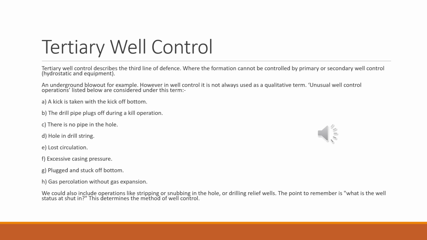A. A kick is taken with the kick off bottom. B. The drill pipe plugs off during a kill operation. C. There is no pipe in the hole. D. Hole in drill string. E. Lost circulation. F. Excessive casing pressure. G. Plugged and stuck off bottom. H. Gas percolation without gas expansion.